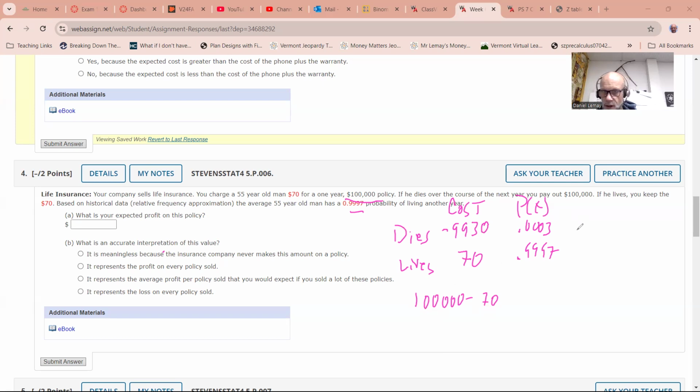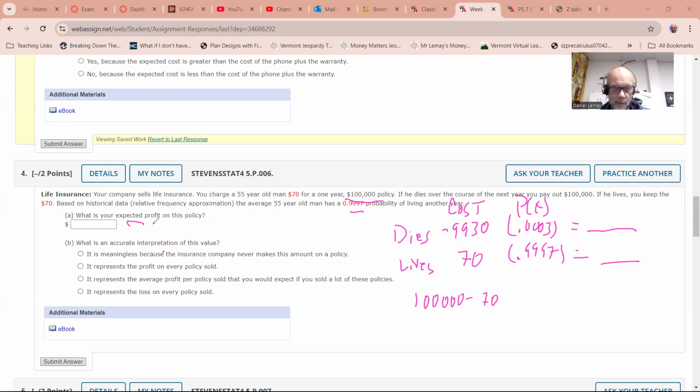So then what you can do, and I won't bother finishing this one because it's just like the warranty, is multiply those two values, multiply those two values and add them together. And that's the expected value on the policy. From the insurance company's viewpoint, it's going to come out positive, and that's what they'll make on every policy they sell. And it represents the profit in every policy sold.